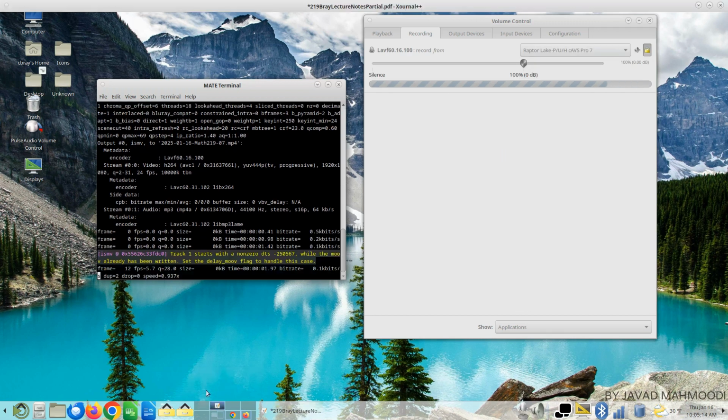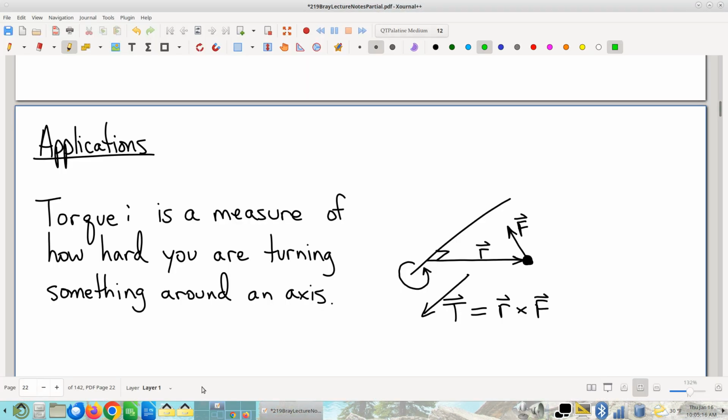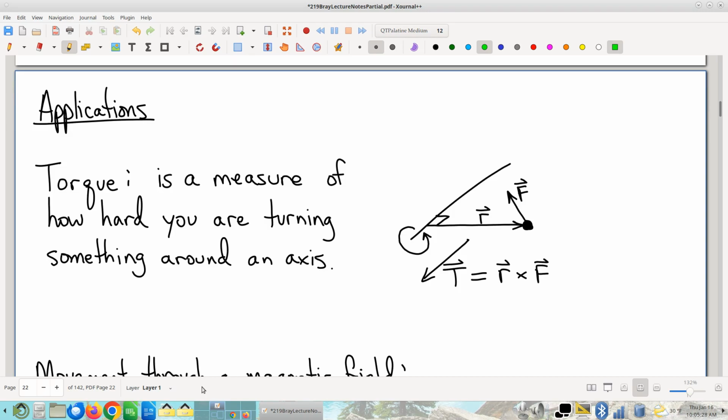Okay, off we go. So we were talking about cross product last time. We're going to pick up with a couple of applications and then a quick notational aside, and then off to the next thing. So y'all may be aware of this idea of torque.